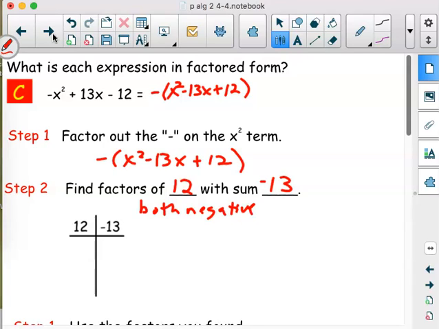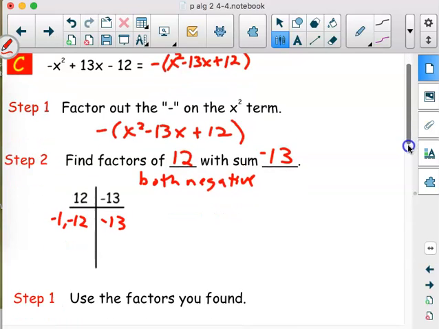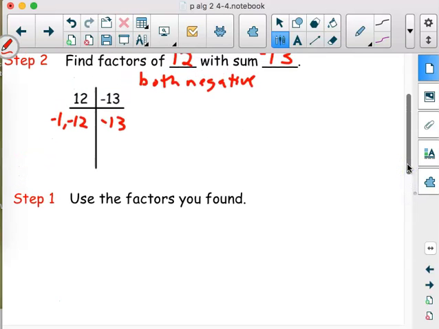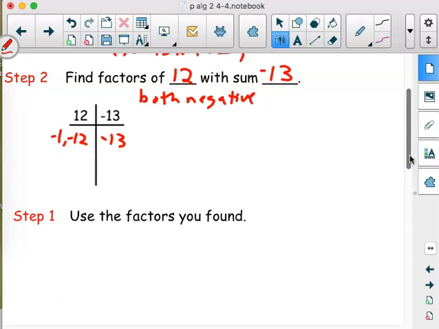So if it doesn't come to you right away, you start writing them down. Let's see, negative 1 and negative 12. Oh, there it is, right there. That adds to negative 13. I don't need to write down anymore. So now, we can't forget our little negative. I'll leave enough of this that you can see all those pieces.